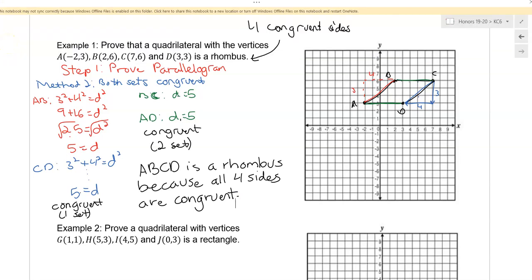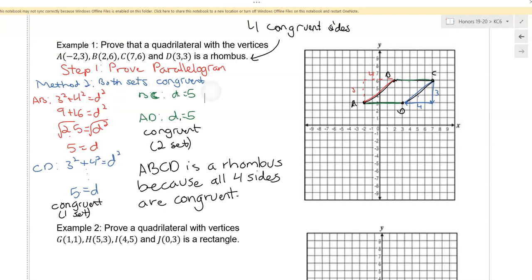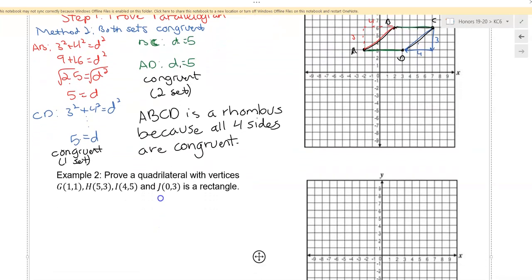So that's for a rhombus, right? So that will work most all the time, right? Sometimes you'll have to find the distance for all 4. They won't always go straight across, but pretty simple. As long as you can find all 4 sides and say, yep, they're congruent, you're good.